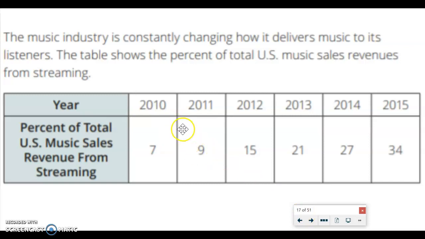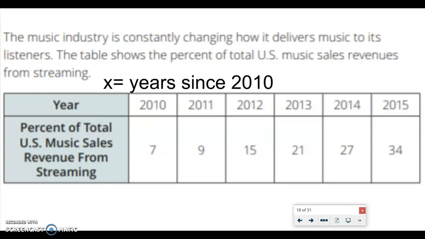If you look at these values, in 2010, 7% of the revenue came from streaming. And in 2015, 34% of the revenue comes from streaming. So when we look at this data, I could think about this in terms of years, or I could think about this in terms of years since 2010. So I'm going to take each of these x values and turn them into years since 2010. So 2010 is now 0 because it's 0 years since 2010, and in 2011, we'll say it's 1 year since, and so on and so forth.